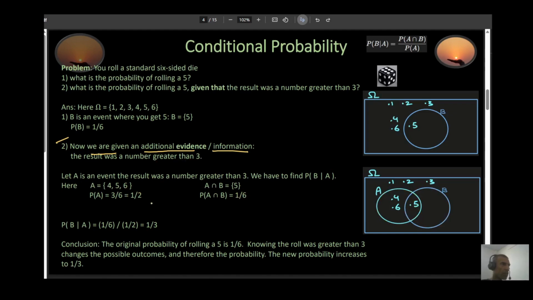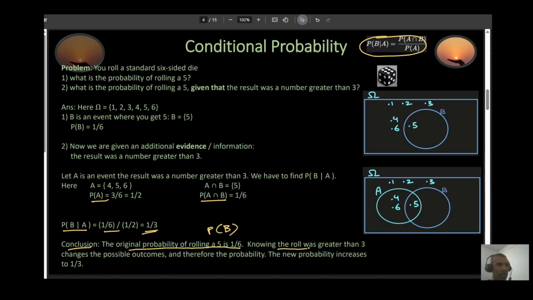Okay, so I know my probability of A. I know my probability of A intersection B. Now let's calculate our probability of B given that A has happened. I'm using this formula right here. So substitute your values in there and the answer will come out to be 1 over 3. So conclusion, the original probability of rolling 5 is 1 over 6. So this was my original probability of B.